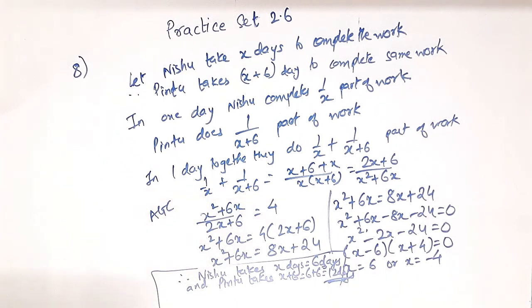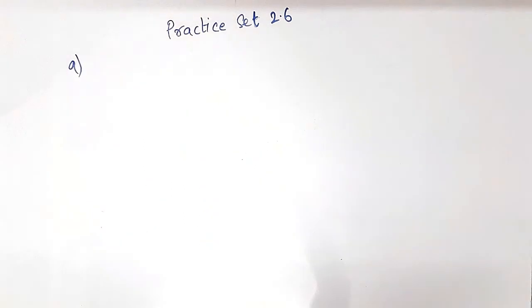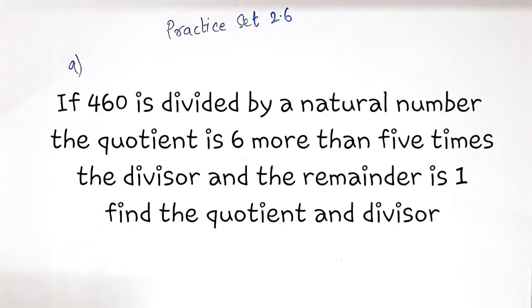Very simple. Then coming to sum number 9. Sum number 9 says that if 460 is divided by a natural number, the quotient is 6 more than 5 times the divisor and the remainder is 1. Find the quotient and the divisor.